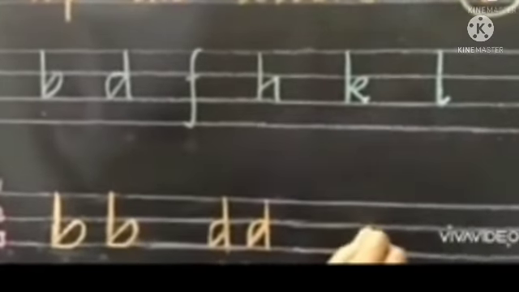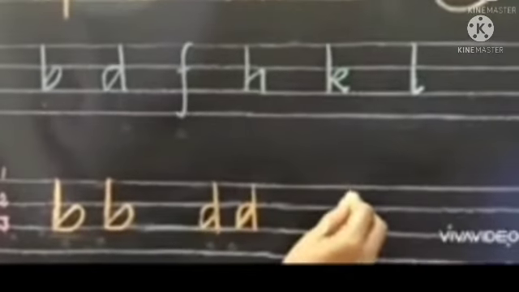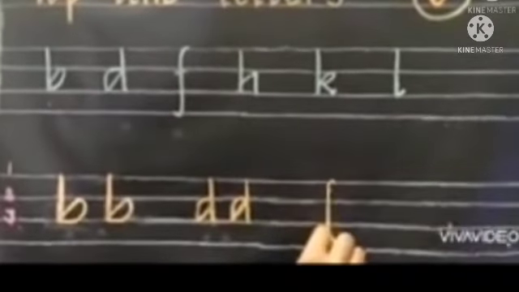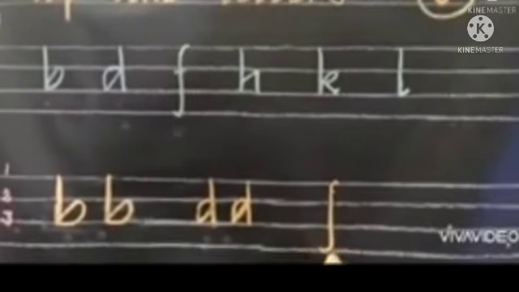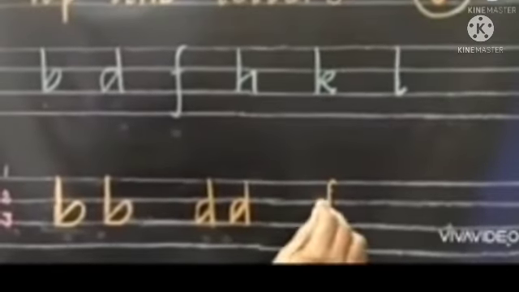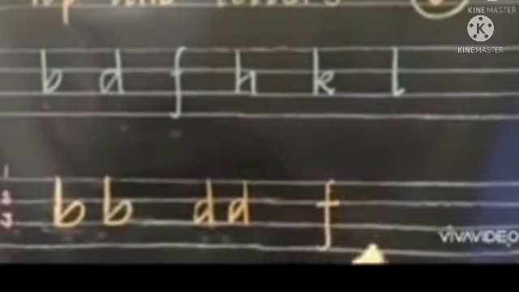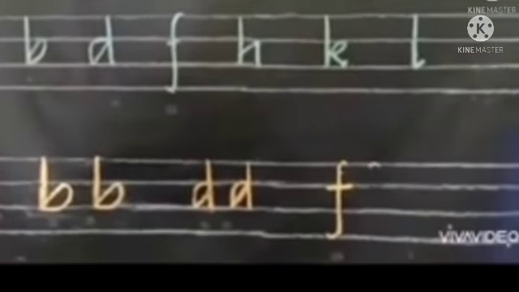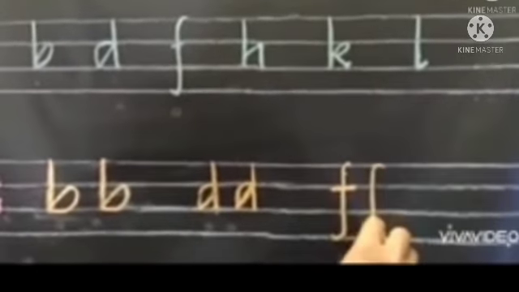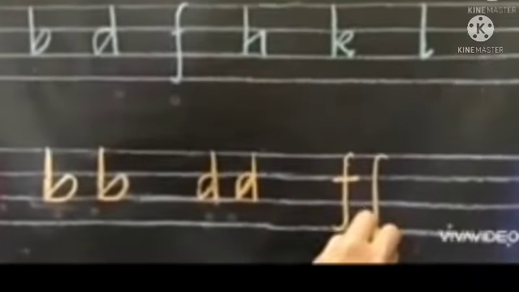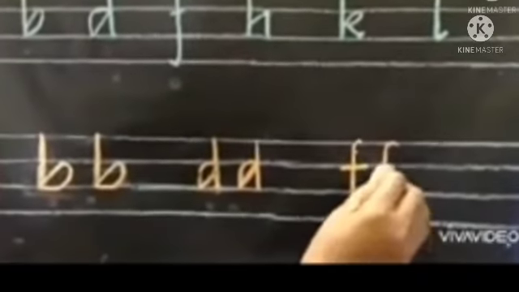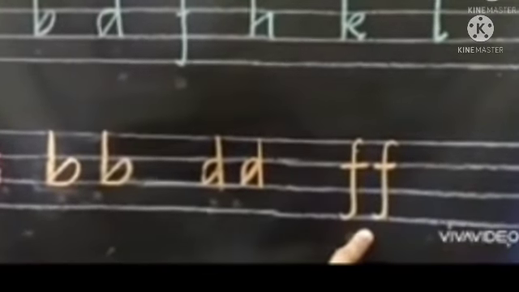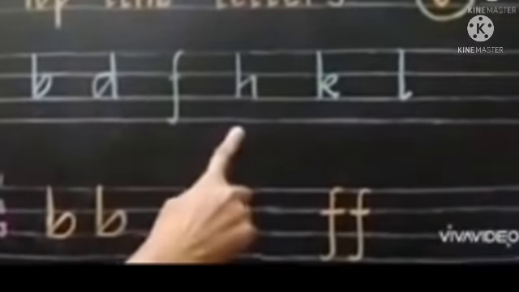Next letter is F. F occupies the 4 lines. First, draw a smooth curve. Come down. And draw another smooth curve like this. And a sleeping line on the second line. This is F. Once again, children, draw a smooth curve and come down and draw another smooth curve like this. And then a sleeping line on the second line. This is F.